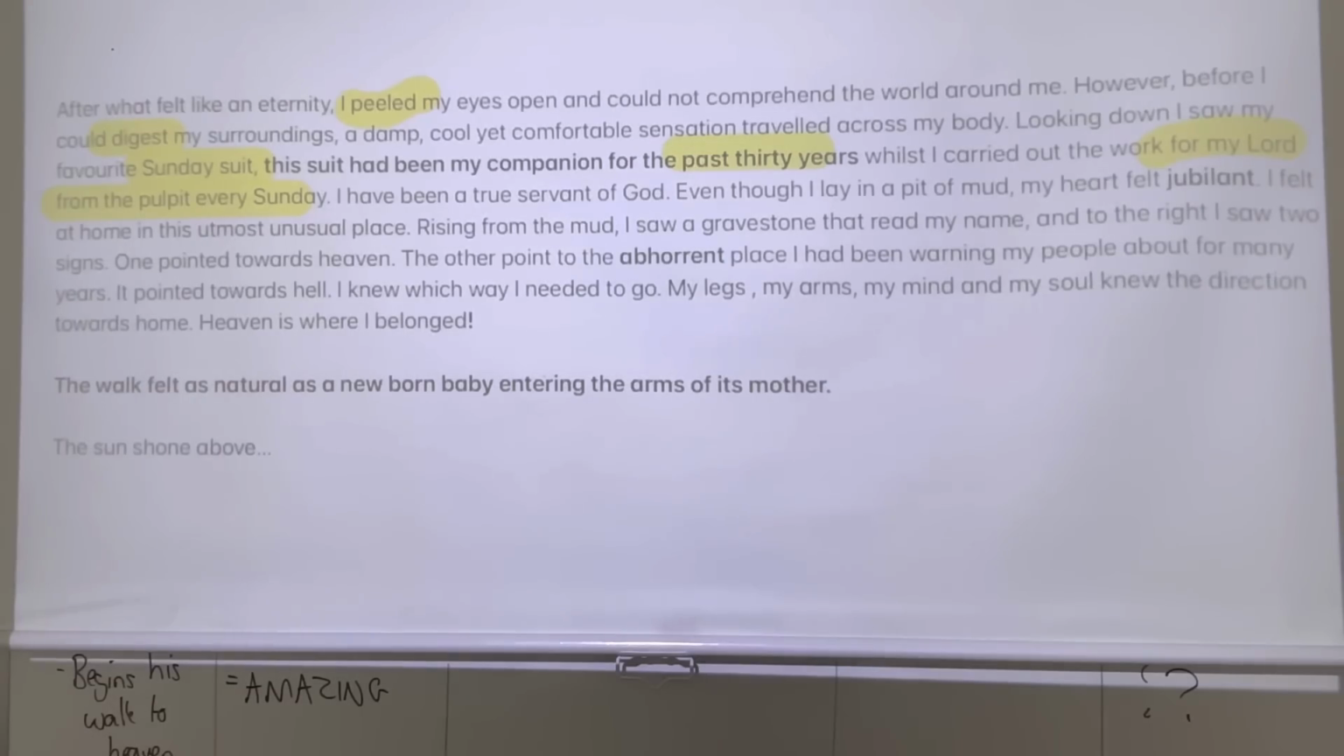Even though I lay in a pit of mud, my heart felt jubilant. Good vocabulary. I felt at home in its utmost unusual place. Now I'm using juxtaposition, that the priest felt home in the mud.